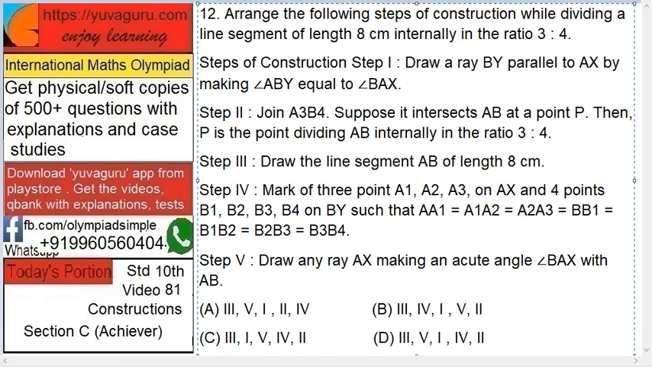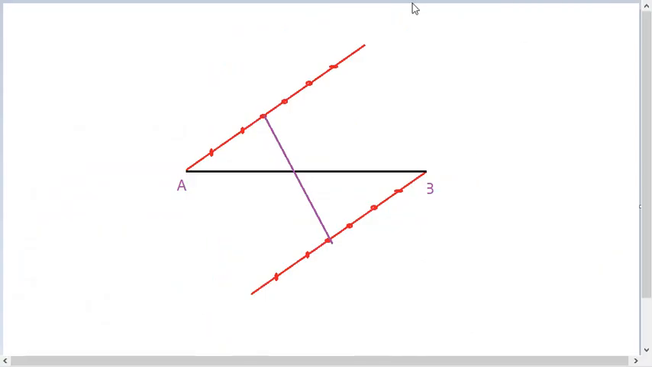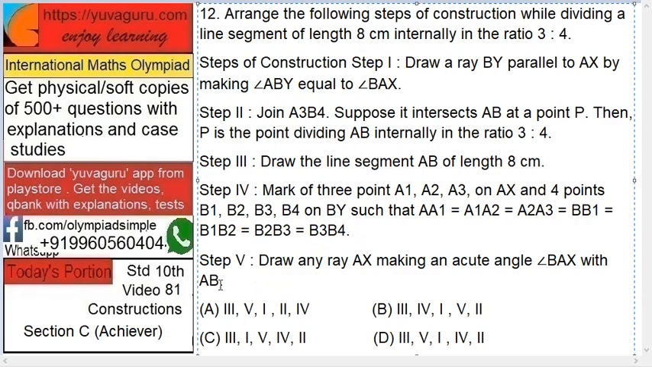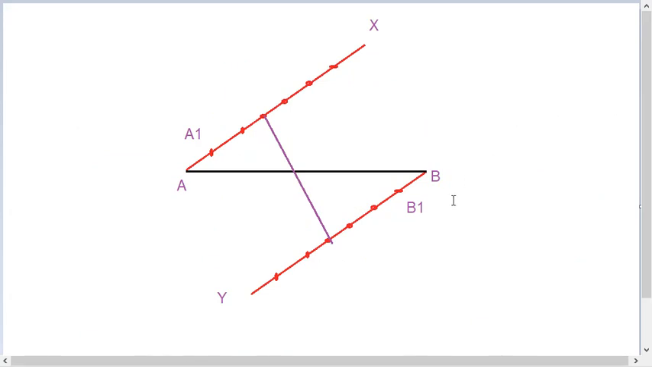Next, we have to draw an acute angle from A. So draw any ray AX making an acute angle BAX, right? This BAX, you name it X over here. So step 5 is the next. So which gone? B and C gone. Only A and D remain. So 3, 4. Now 1 is common to both. So it will be definitely correct. Okay. So what is 1? Draw BY parallel to AX by making angle ABY the same which we told. See this, draw this BY parallel and divide it into the same segments.